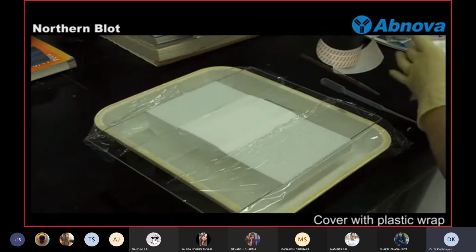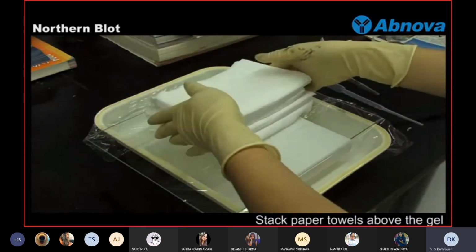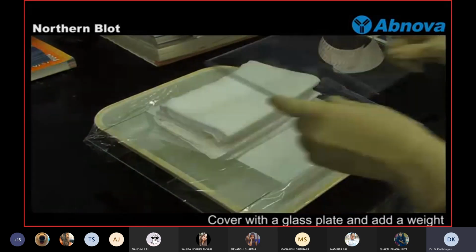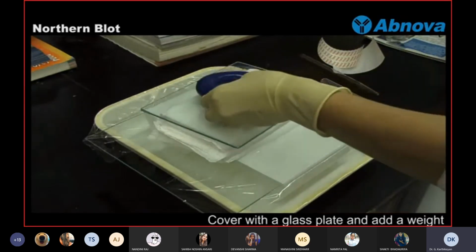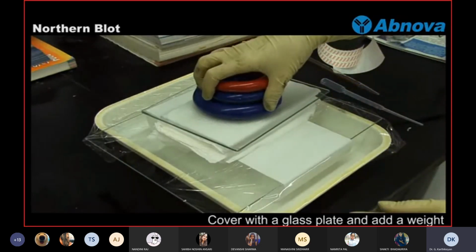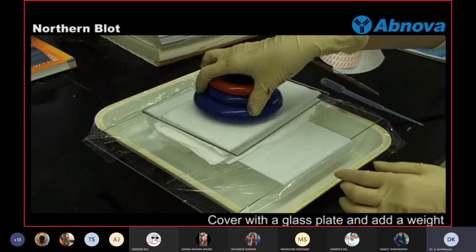Still have some small gaps. The previous one was from a high medium electroblot. This is by capillary, right?